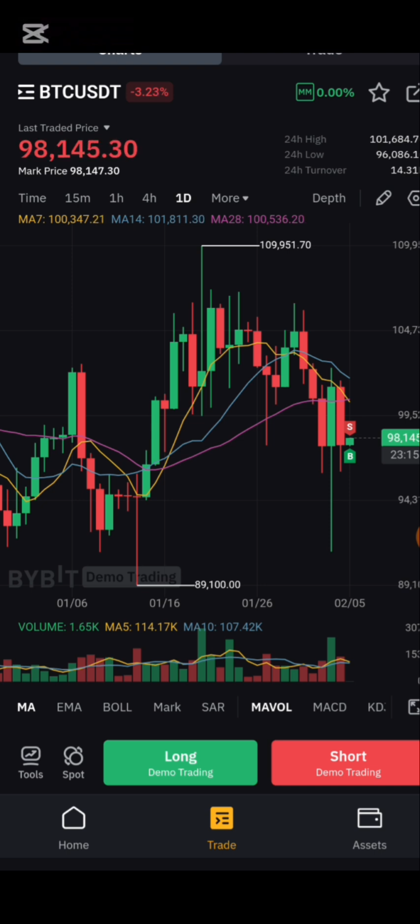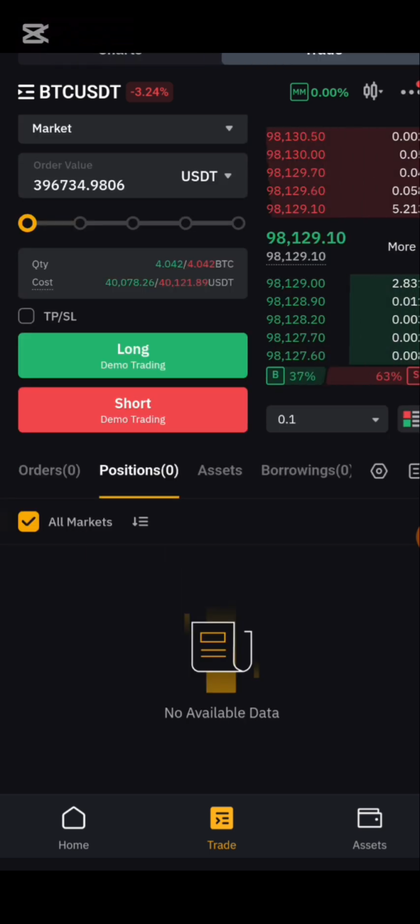Okay, so right here, before you place the trade, you are either buying long or short. As the market is going downwards, you are going to click on short. Okay, so right here, I'm not putting stop loss or take profit. What I want to show you is how you can be taking your profit gradually without closing this trade.